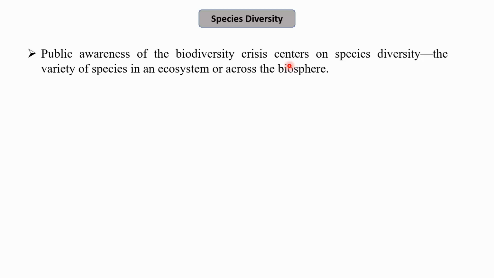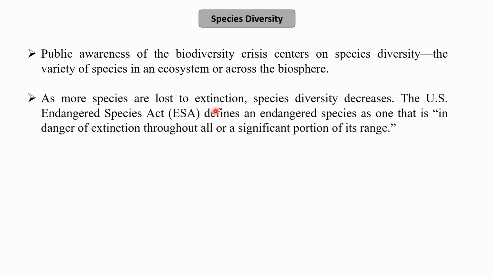So the public awareness program of the biodiversity crisis mainly focuses on the species diversity, that is, the variety or the number of the species in any ecosystem or across the biosphere. As more species are lost to extinction, the species diversity decreases. We know that there are certain species that have actually become extinct, or that are on the verge of extinction. So as more and more species are lost to extinction, the species diversity would obviously decrease.